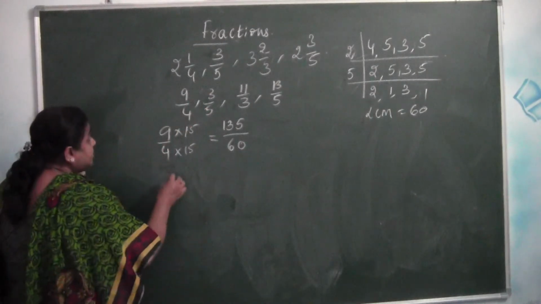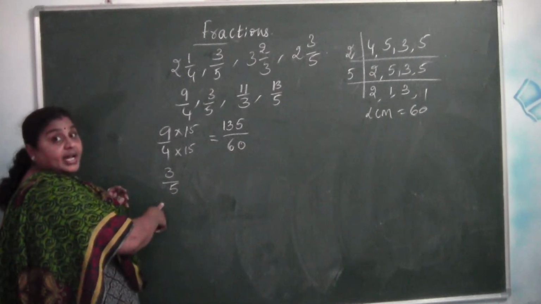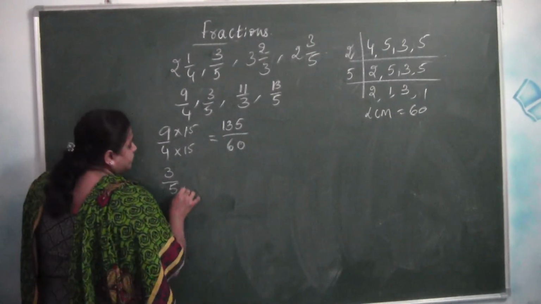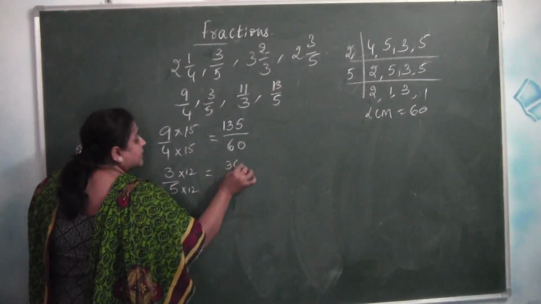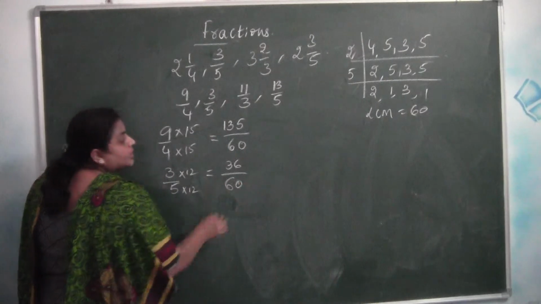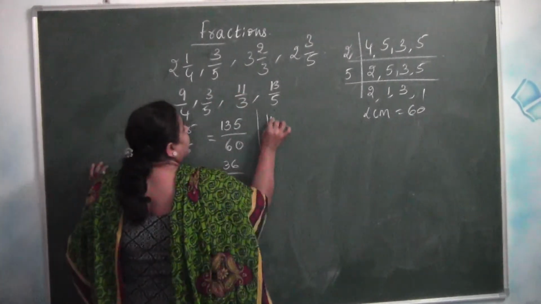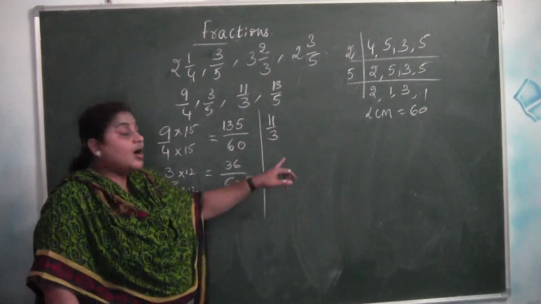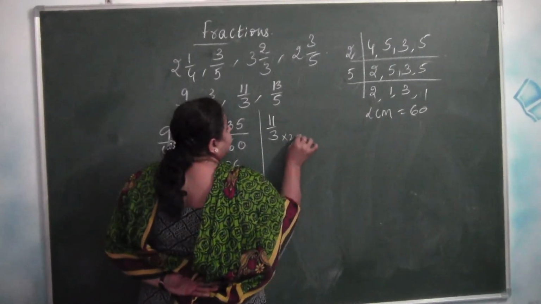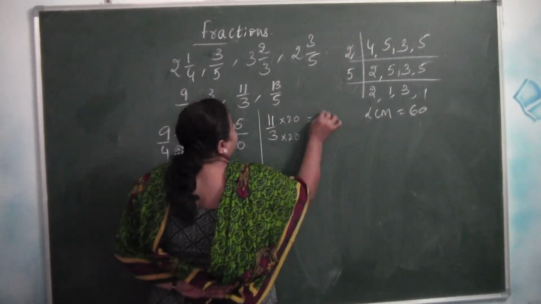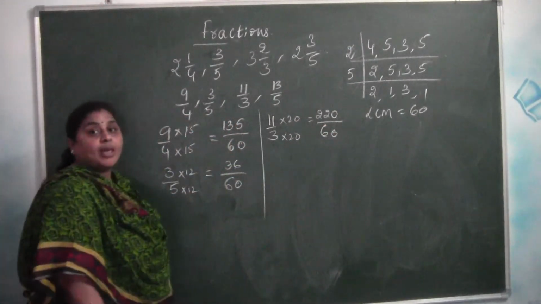Next, second fraction, 3 by 5. Now 60 divided by 5, how many times? 12 times. Into 12, into 12. 3 12s are 36, 5 12s are 60. Okay. Next, take the third fraction, 11 by 3. Now again 60 divided by 3, 20. Into 20, into 20. 220 by 60. Okay children.